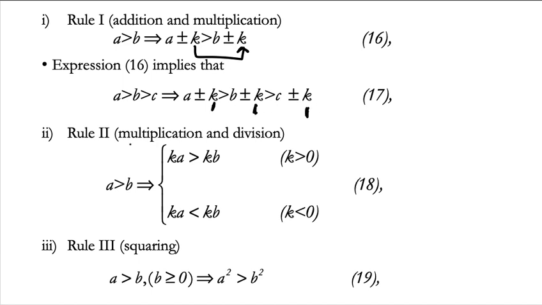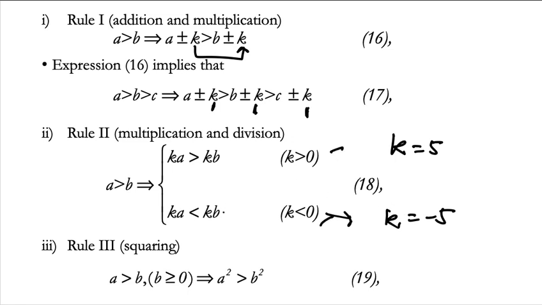What about the second rule? The second rule is multiplication and division. If A is greater than B, this implies that any constant K times A must be greater than K times B, such that K must be positive. Okay? But any constant K multiplied by A must be less than K multiplied by B as long as K is negative. Now, if you don't understand this, try to put any number to K, let's say 5. And then for this case, K, let's say minus 5. Then you apply this, and you can see the verification of this.